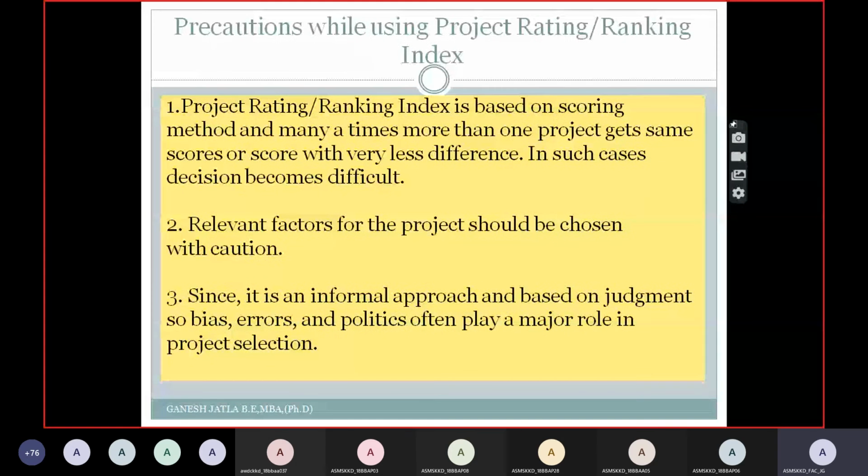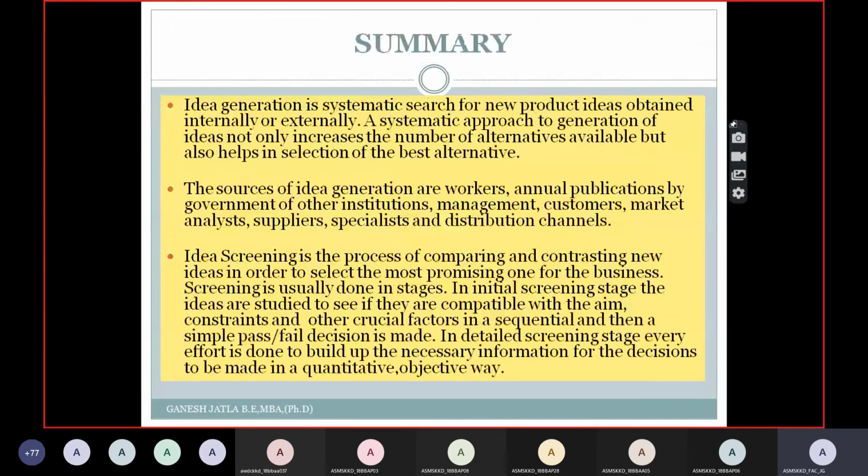So with this, the particular topic is completed. We will summarize what we have discussed in yesterday's session and today's session. The first one is we have seen what idea generation is. As we know, idea generation is a systematic search for new product ideas obtained internally or externally. It is a systematic approach to generation of ideas to increase the number of alternatives available, and it also helps in selection of the best alternative.